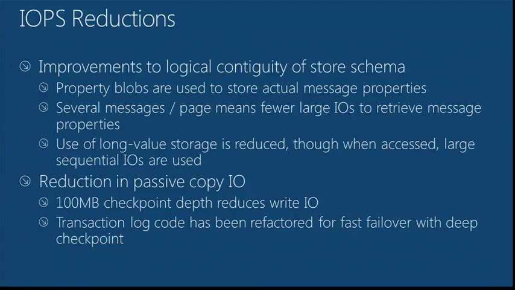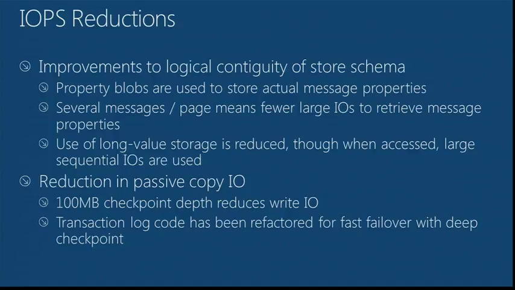Then we also made some significant changes to the passive database copies. I'll talk about a lot of this in the HA session, but basically, in Exchange 2010, if you looked at the IOPS for an active and a passive copy, they were roughly equal. The passive copy was about 100% of the active copy IOPS. That's why if you use the mailbox server role requirements calculator, there's no differentiating between database copies, because it doesn't matter if it's a passive or an active, it's still the same IOPS.